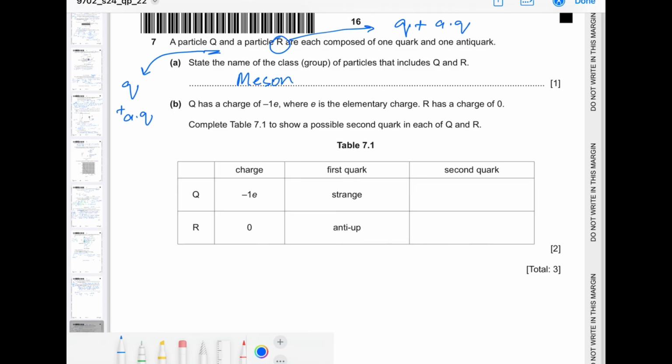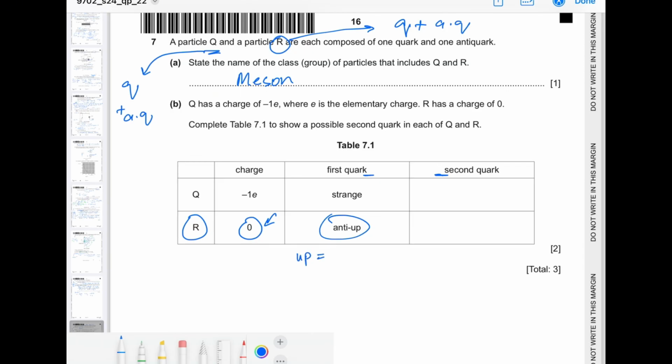Q has a charge of -1 elementary charge and R has a charge of 0. Complete table 7.1 to show a possible second quark in each of Q and R. I think R is easier, so I'll just start with that. R has a charge of 0. That means the charges of both of these particles must be equal and opposite to each other to add up to 0. Anti-up charge.